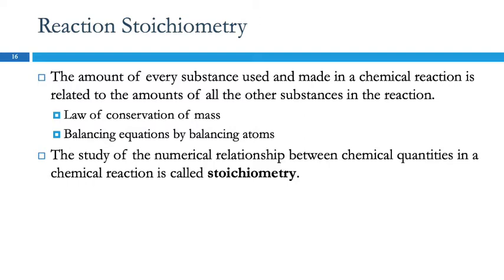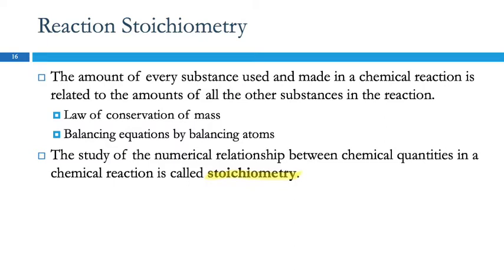The amounts of substances used and made in the reaction are all related to each other. The reactants are related to each other, the products are related to the reactants, etc. And this is because of the law of conservation of mass. We balance the equations by balancing the atoms. And so we can use the chemical equation to study amounts of substances in chemical reactions. And the study of that numerical relationship is called stoichiometry.